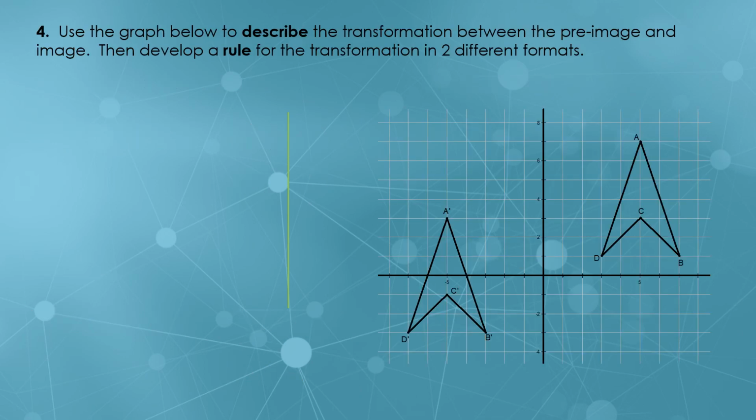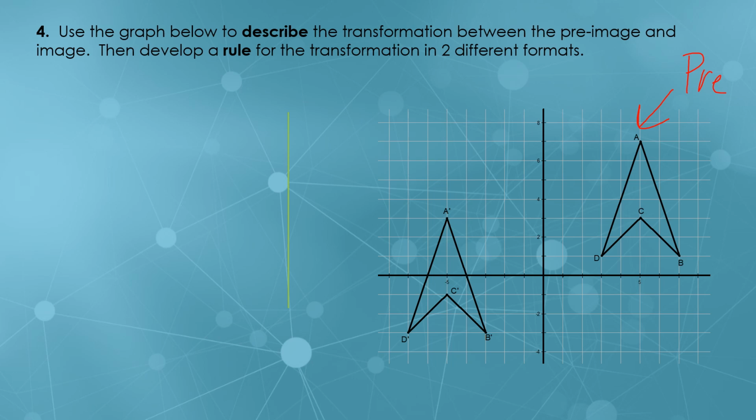All right, for our last one, we're using the graph to describe the transformation between the image and the pre-image, and then write your rule in 2 different formats. So one of the most important things you need to do with a problem like this is make sure you correctly identify your pre-image and your image. Remember that the pre-image will just be like normal letters, and the image will have the primes. So this one right here is our pre-image over on the right. If you get these confused, you're going to get your direction wrong. So make sure you know which one's your pre-image.